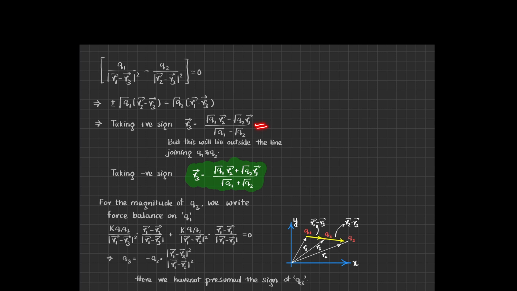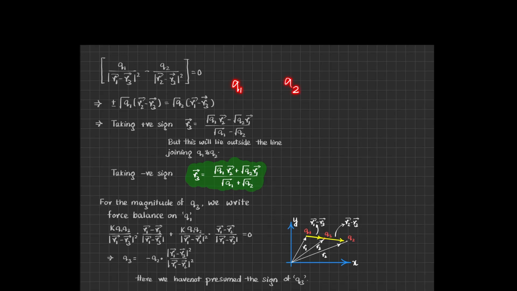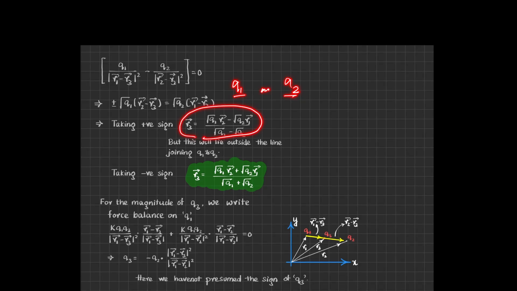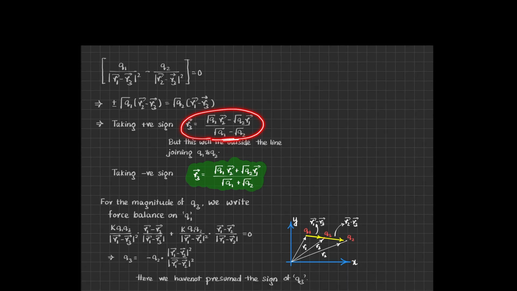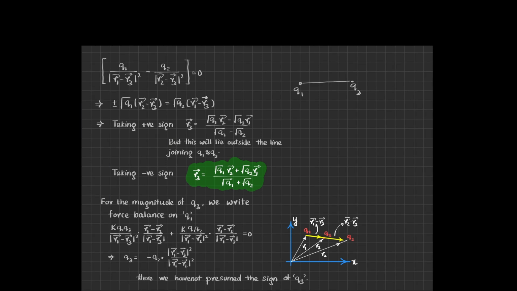Now here this will not be the answer. Why? Because this position vector r3 will lie outside the two charges. We already know that if the two end charges, q1 and q2, are of the same nature, then this r3 vector should lie somewhere in the middle, right? So that's why this answer is not possible. This answer is an extrapolated point. Extrapolated point means, let's say here is our q1 and here is our q2 and this is the line joining them, then this r3 vector lies somewhere on the outside.